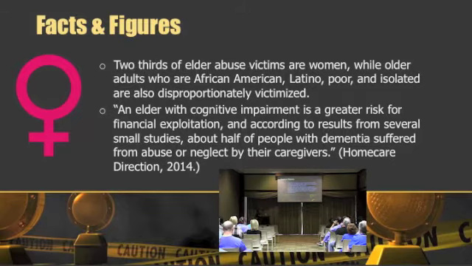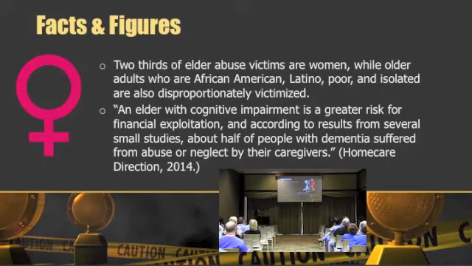According to results from several small studies, about half of people with dementia suffer from abuse or neglect by their caregivers. Half of the patients that we take care of with dementia are statistically being abused or neglected by their caregivers. That's a lot of patients that we treat in the hospital setting, a lot of patients with dementia. So we need to be on high alert for signs and symptoms of abuse and neglect.